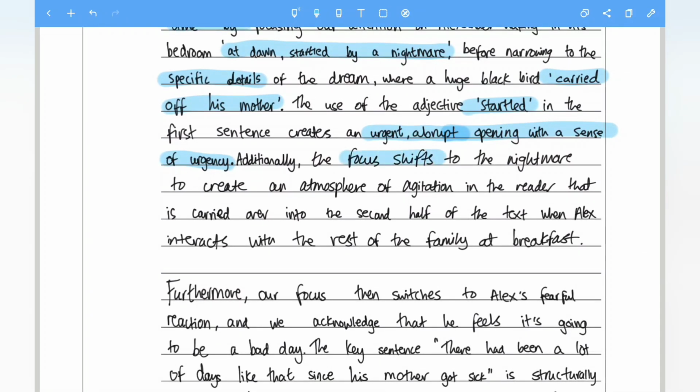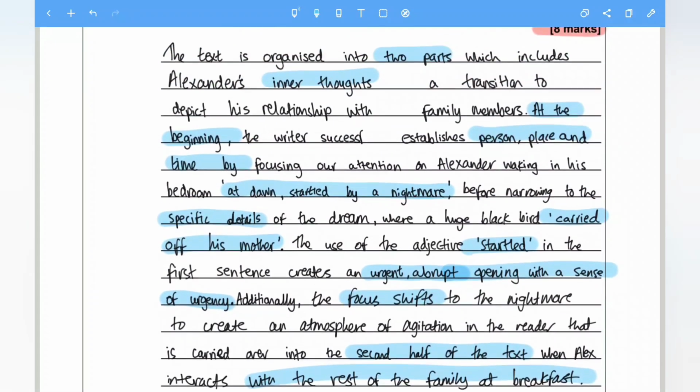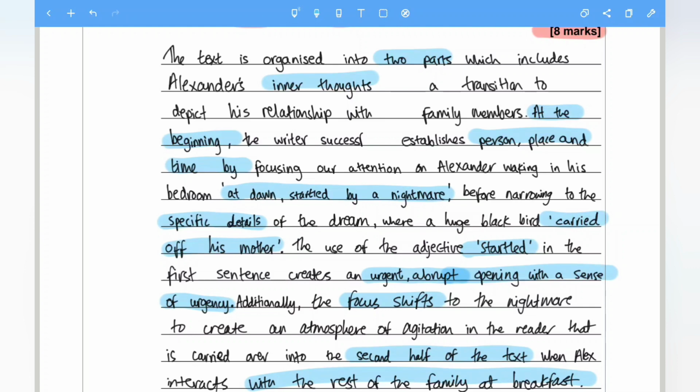Additionally, the focus shifts to the nightmare to create an atmosphere of agitation in the reader that is carried over into the second half of the text when Alex interacts with the rest of the family at breakfast. Notice how I've focused on the shifts in focus and how it's interesting for the reader, and I've backed it up with relevant quotes. So this is exactly what you want to do for question 3. No need for you to analyze language, so no need for you to pick out a particular word and look at the connotations, because it's simply to do with structure.